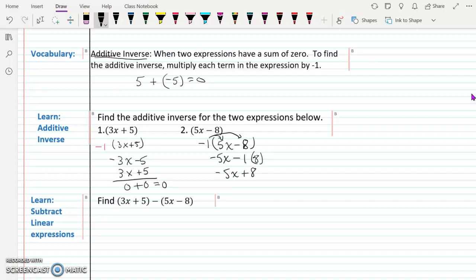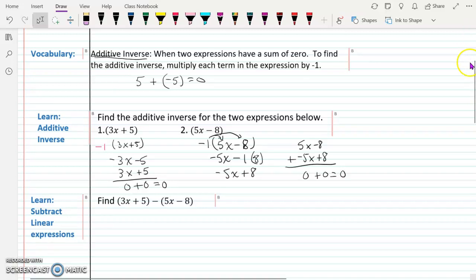And again, I can check that out. 5x minus 8 plus -5x plus 8. Notice each of these are opposites of each other. So if I do -8 plus 8, I get 0. If I do 5 minus 5, I get 0. That equals 0. Therefore, these are additive inverses of one another.